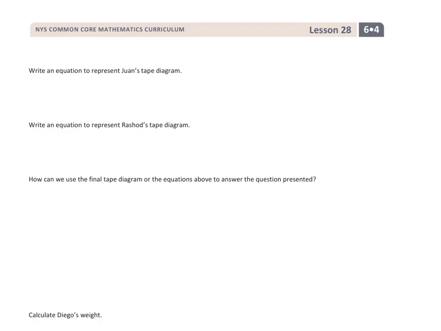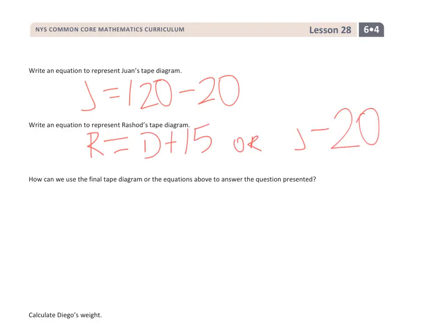So writing an equation to represent Juan's tape diagram is actually kind of what I was doing earlier when I was just trying to keep track of everyone. So J equals 120 minus 20. To represent Rashad, we know that R equals, so we know that Rashad could be represented a couple different ways. We know he's 15 pounds heavier than Diego, or we know he's 20 pounds less than Juan, because he didn't put on the 20 pounds maybe over the summer like Juan did. He's not growing quite as fast.